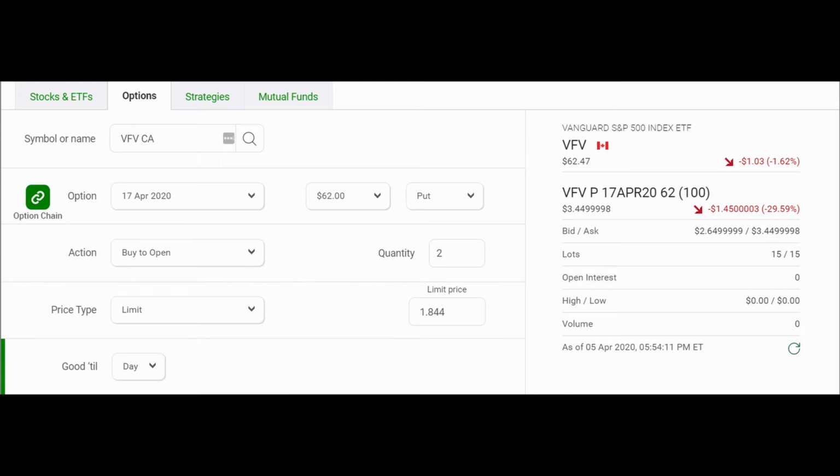So when you place an order, instead of going to the typical stocks and ETFs tabs, you head over to the options tab. The underlying stock I am going to place an options contract for is the stock VFV. This is a stock that tracks the S&P 500 index.